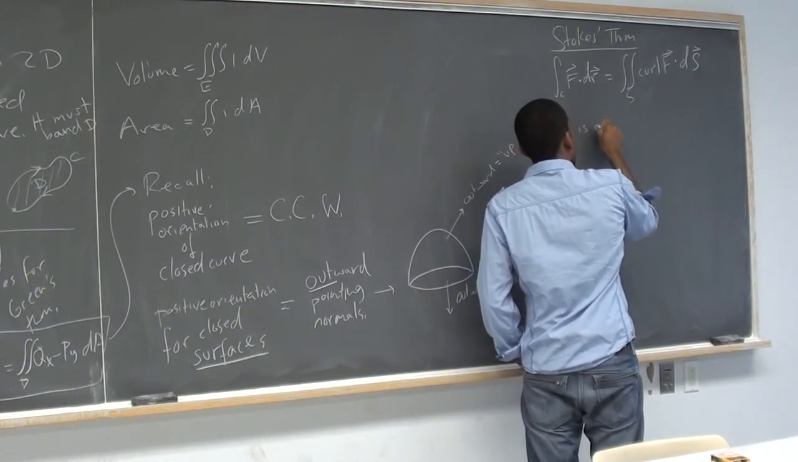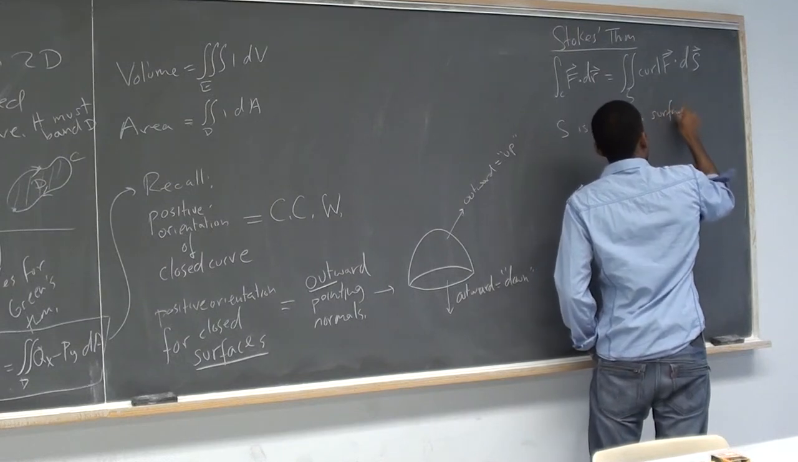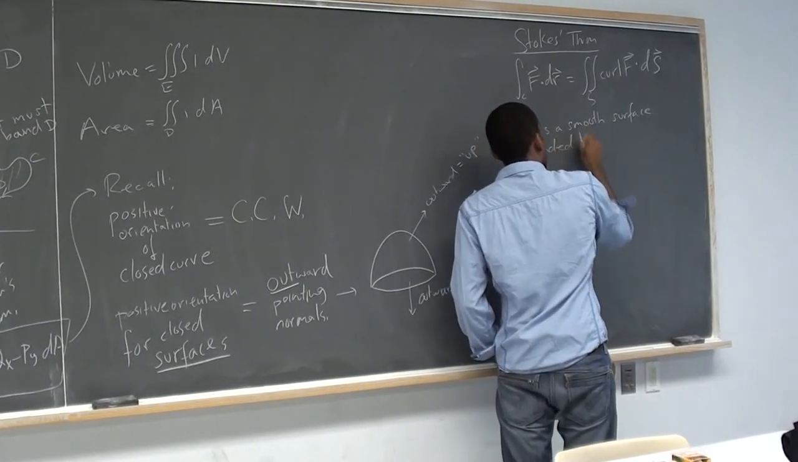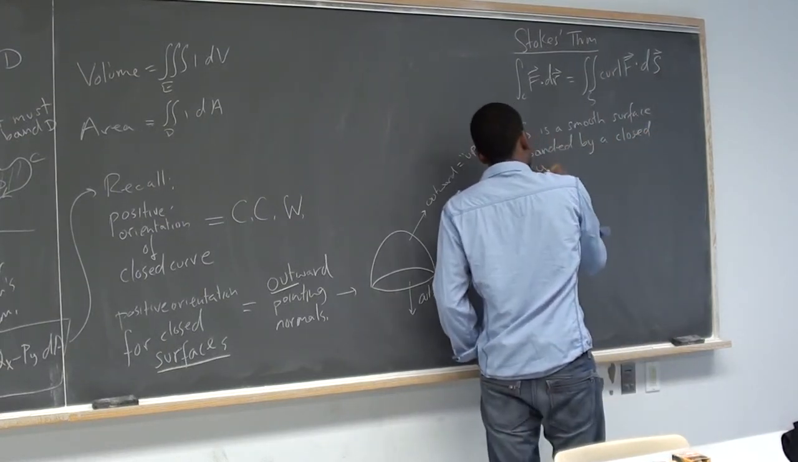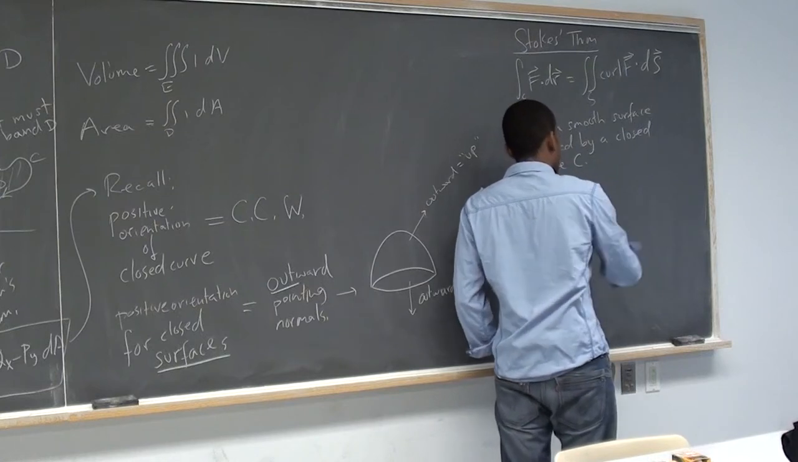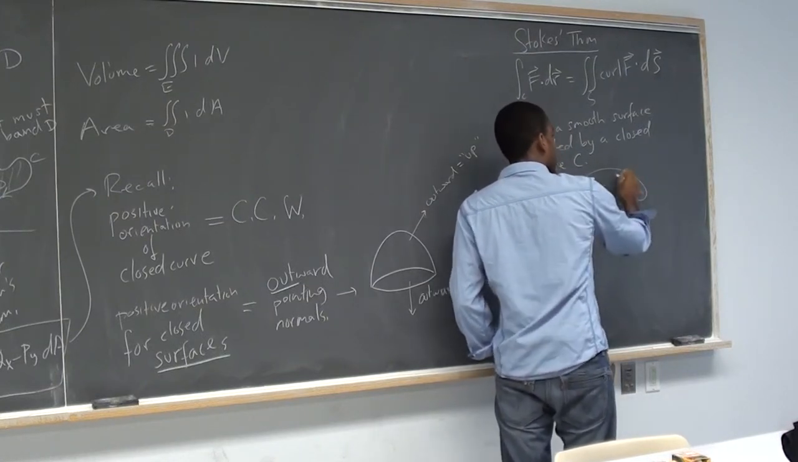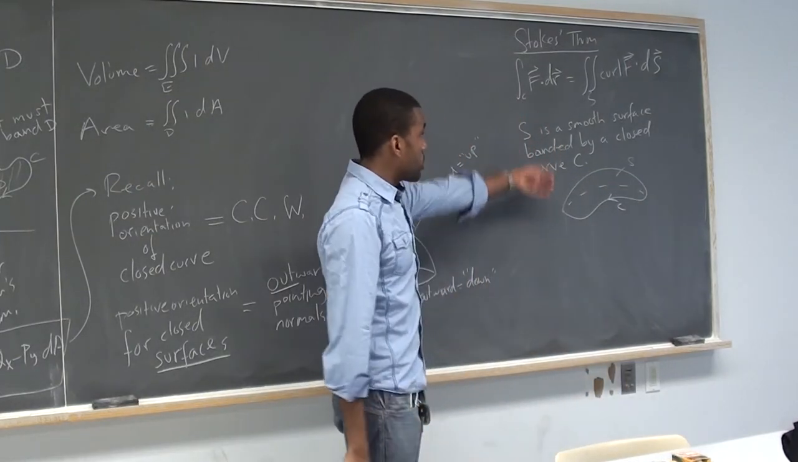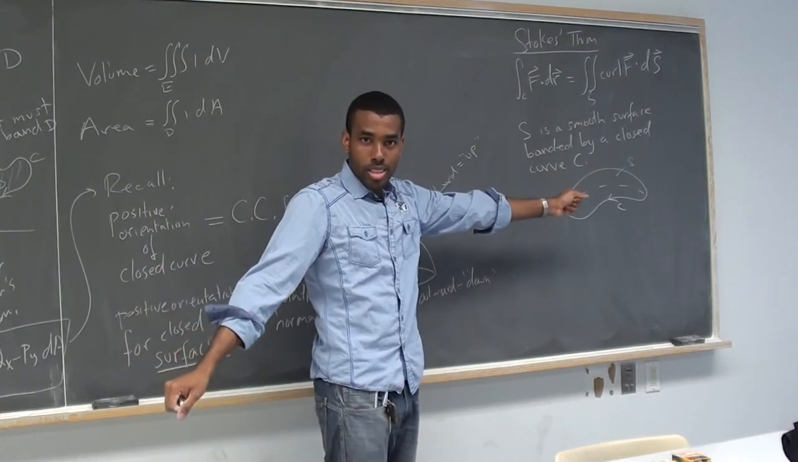S is a smooth surface bounded by a closed curve C. So you have a surface, and the boundary curve of that is C. This is your S and the boundary of that is C. In that situation, this applies. In no other situation does it apply, okay?